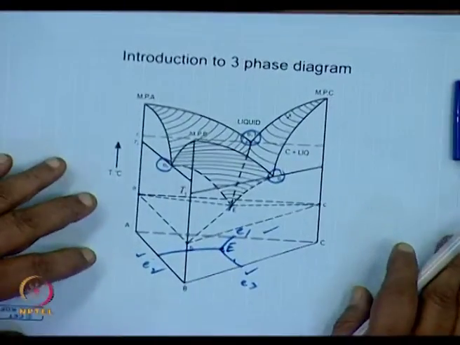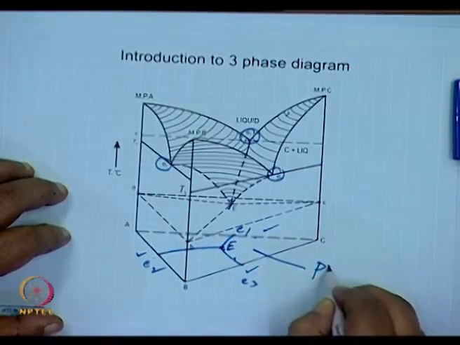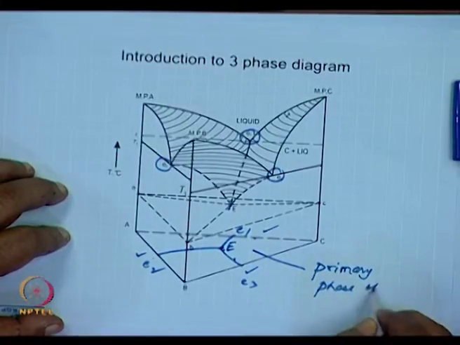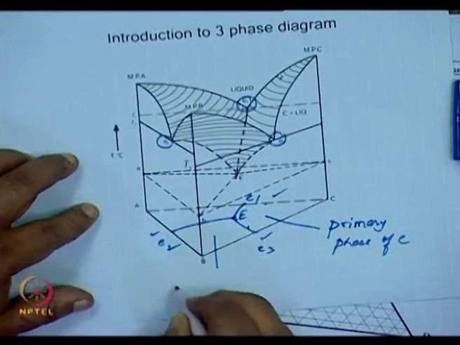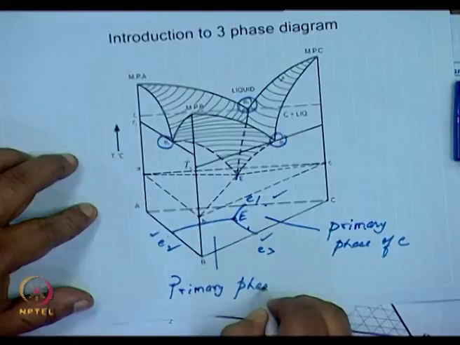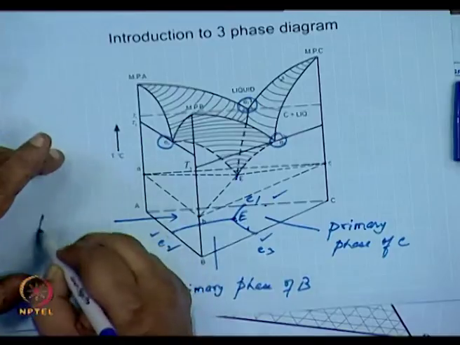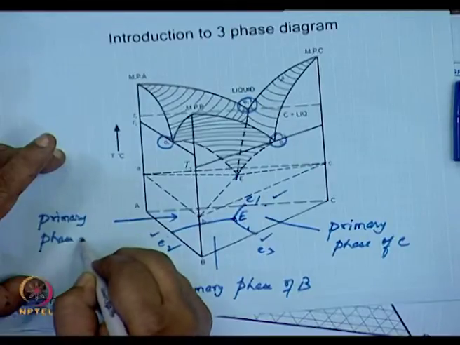Now before I come to this, from this diagram, what it means is this area is the primary phase of C. This area is the primary phase of B, while this area is the primary phase of A.